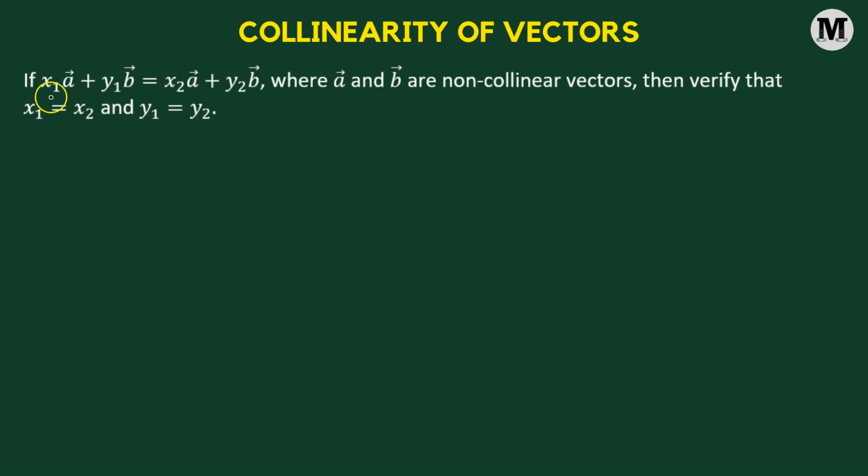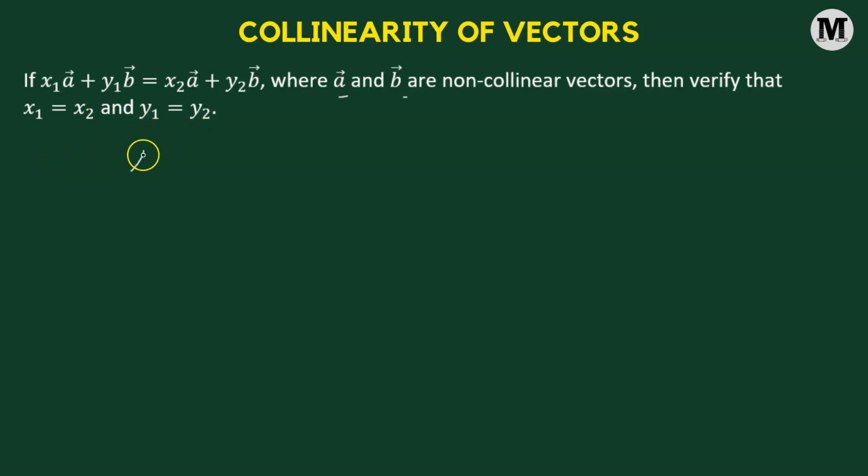So it's given here that x1 times vector a added to y1 times vector b equals x2 times vector a plus y2 times vector b. And vector a and vector b are non-collinear vectors. We need to verify that x1 equals x2 and y1 equals y2.